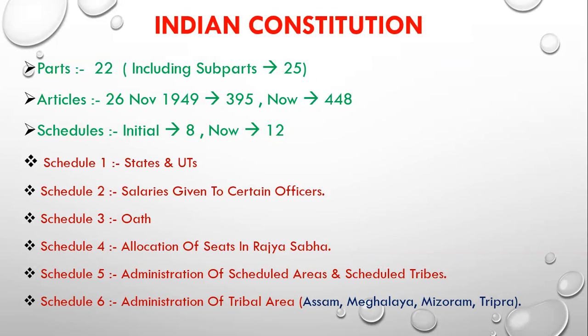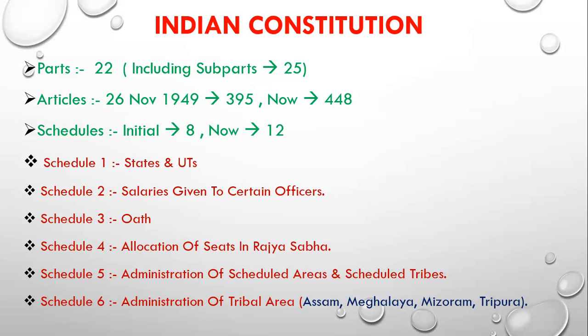Now what is the difference between Schedule 5 and Schedule 6? Friends, Schedule 6 deals with the administration of tribal areas in the states of Assam, Meghalaya, Mizoram and Tripura. And Schedule 5 deals with the administration of scheduled areas in the rest of the states of India. So Schedule 6 deals with tribal areas of Assam, Meghalaya, Mizoram and Tripura, but Schedule 5 deals with scheduled and tribal areas of the rest of the country. Now why is this so?